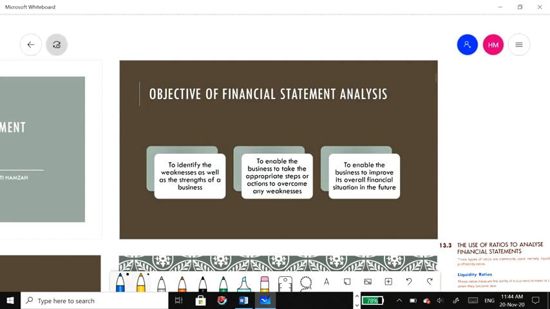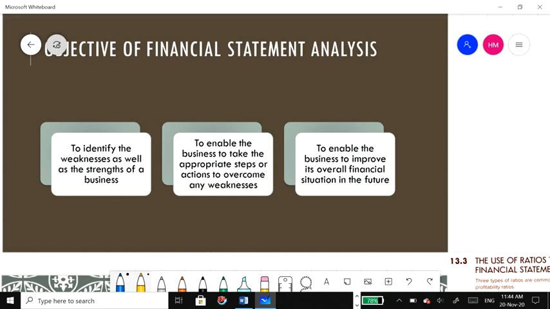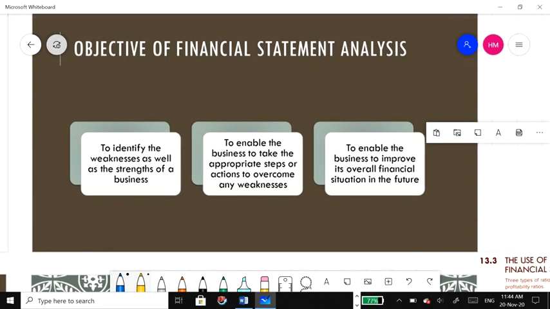Sebab just by looking at the statement itself, it won't give any benefit to either the managers nor the investors. Okay, so that's why kita perlu buat financial statement analysis. Kenapa? Because these are the main objectives: to identify the weaknesses as well as the strengths of a business, to enable the business to take the appropriate steps or actions to overcome any weaknesses, and to enable the business to improve its overall financial situation in the future. Nah, sebab-sebabnya kenapa kita perlu buat financial statement analysis.